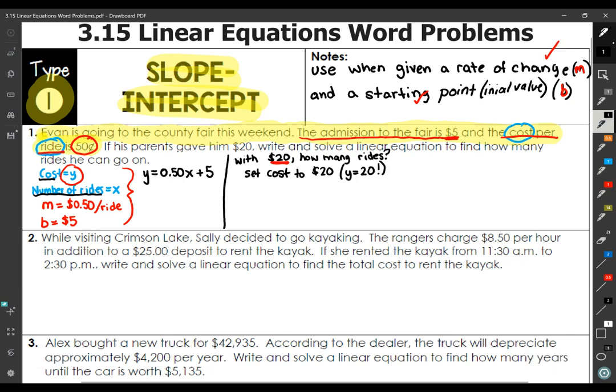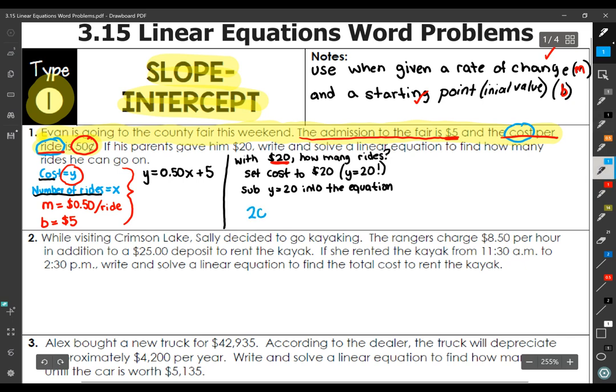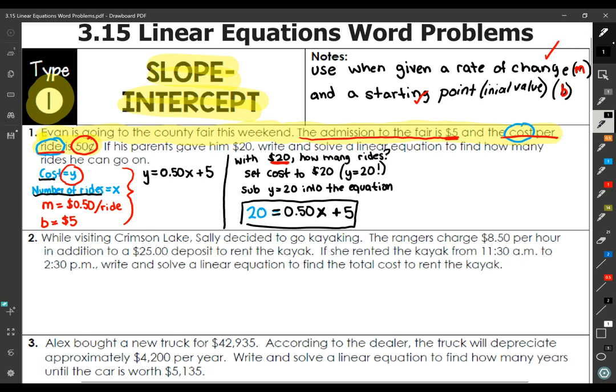So that's what we're going to do. We're going to substitute y equals 20 into the equation. Look, we have $20 to spend. We know it costs 50 cents per ride, so 0.50 times the number of rides, plus the $5 entrance fee. So what do you think we're going to have to do in order to figure out how many rides he went on? Well, remember, the number of rides is our x. We want to figure out x, okay?